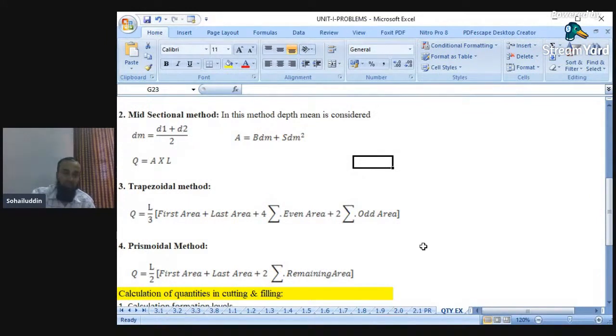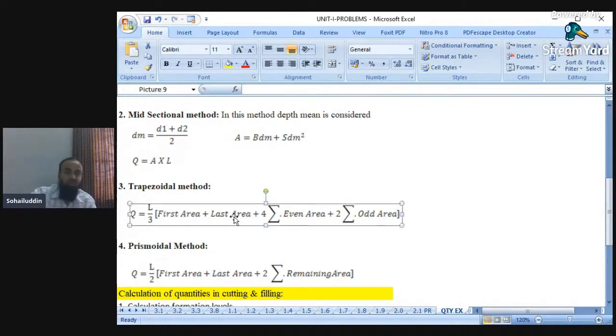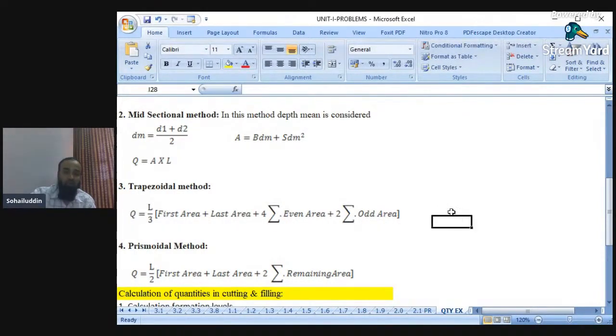The third method is the trapezoidal method. Here we have to find Q, which stands for the quantity, whereas L stands for the length of the road, divided by 3: first area plus last area plus 4 times the summation of even areas plus 2 times the summation of odd areas. As I have already said, this formula is based on mathematics, that is M1 and M2. You have already studied it in the trapezoidal method. The quantity is first area plus last area plus 4 times the even areas and 2 times the odd areas.